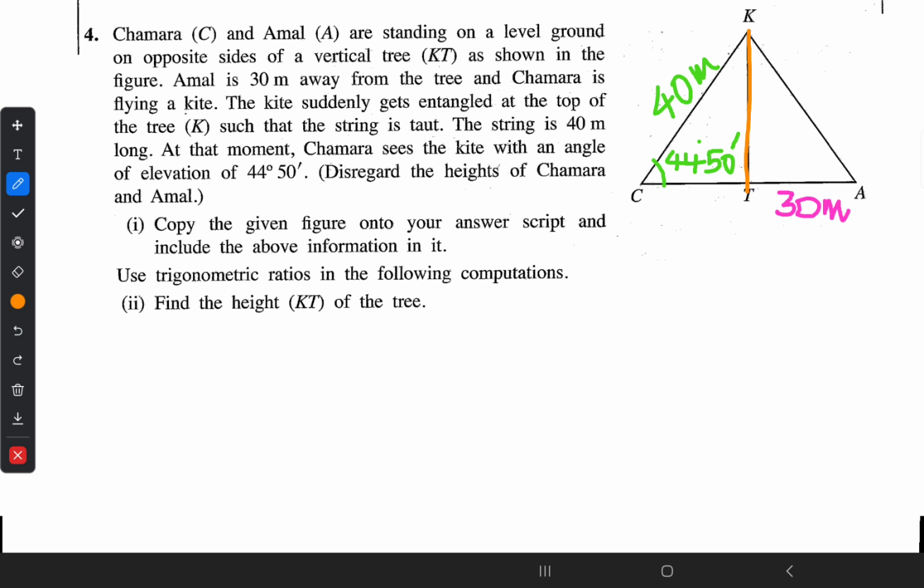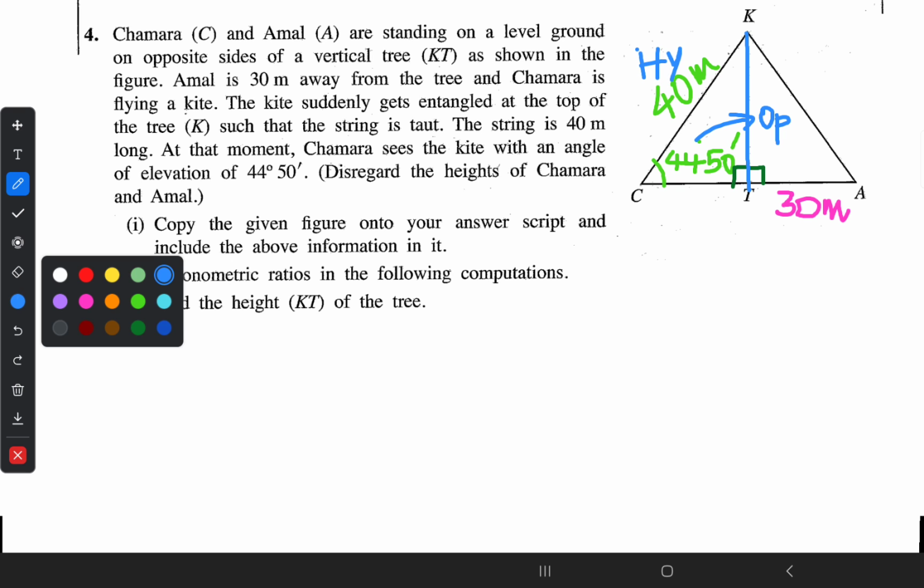So we have to find this one. That's easy. In this right triangle, this is a tree, so we can conclude this one as a right triangle, and this one would be another right triangle as well. In this right triangle, we have to find the length of this KT. This is a vertical tree. With respect to the given angle of elevation, this is our opposite side, and this is our hypotenuse, because it is opposite to the right angle. So we have our hypotenuse and opposite side.